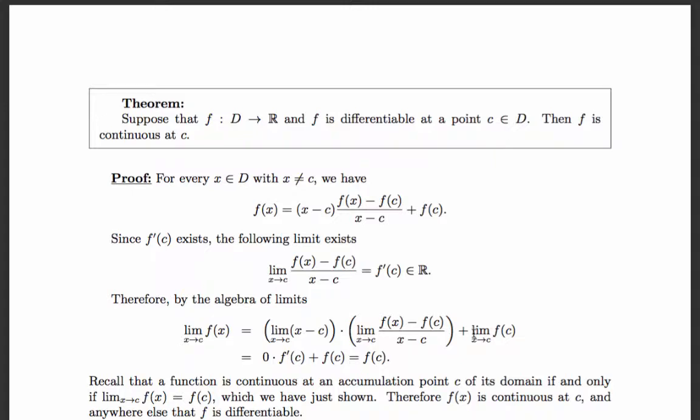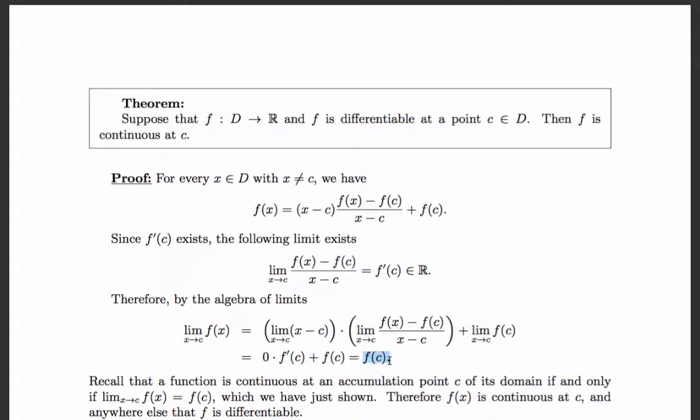Now, let's be very careful here. This f of c is independent of x. We're trying to show that the limit of f of x as x approaches c is f of c, so we're not assuming the conclusion here. F of c is a constant, right? The variable name is x. So if I take the limit as x approaches c of a constant, I just get that constant, f of c.